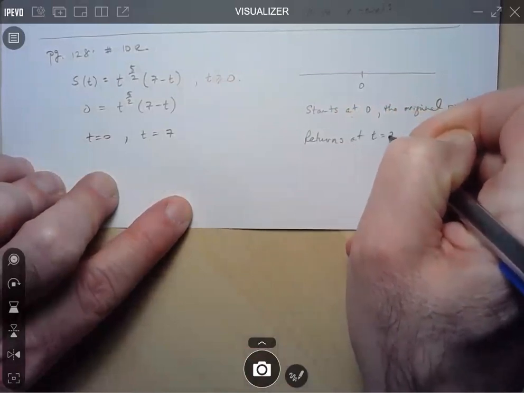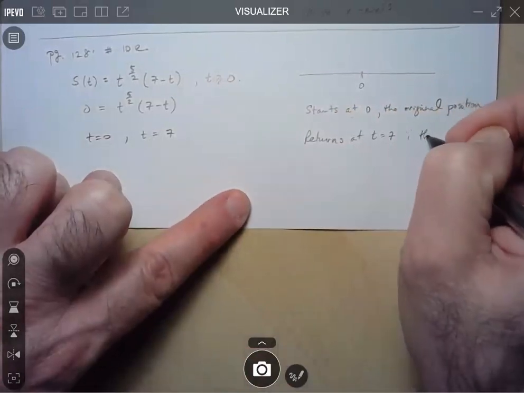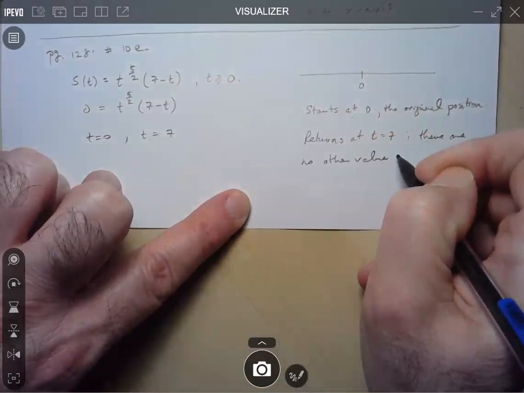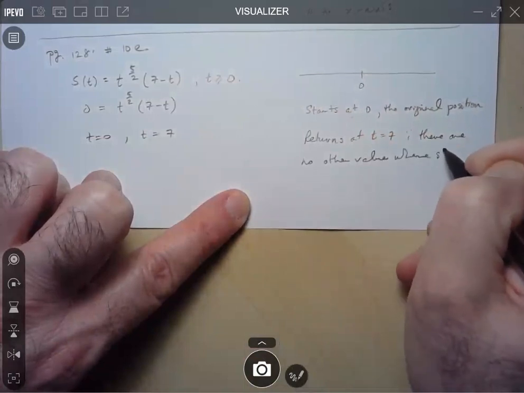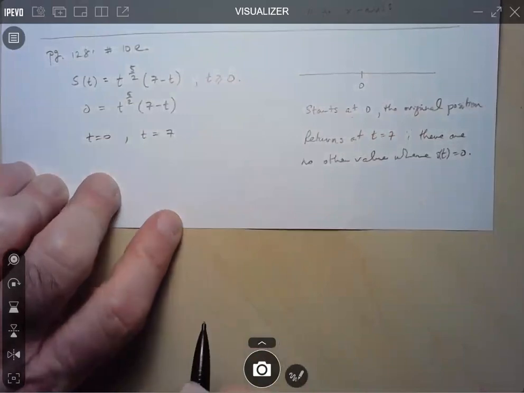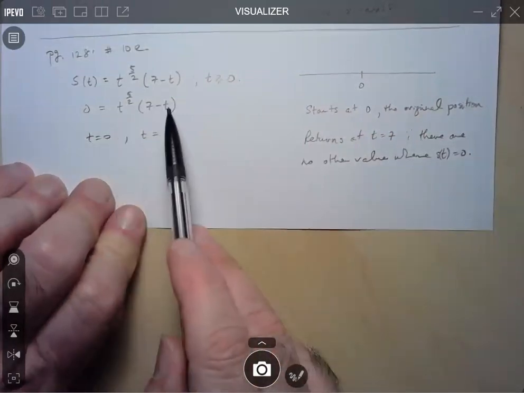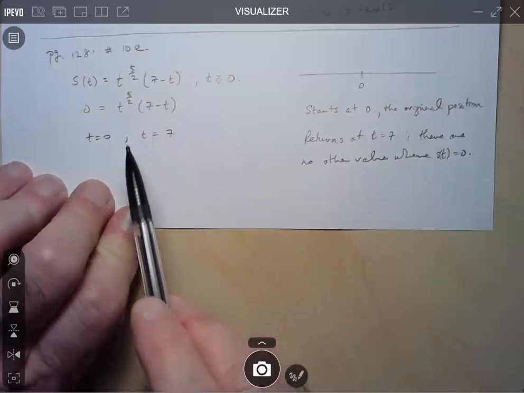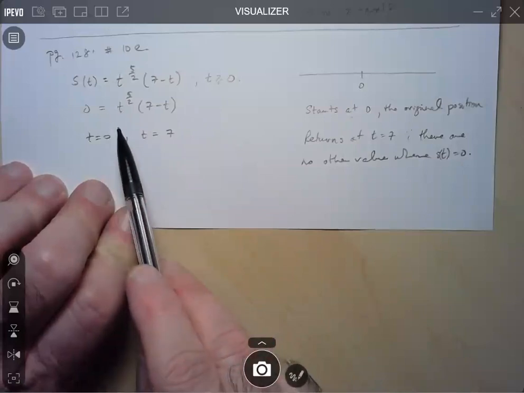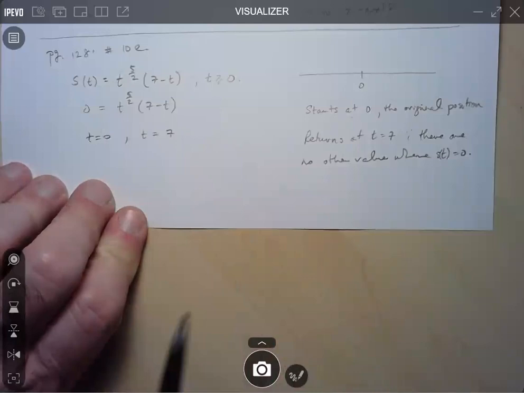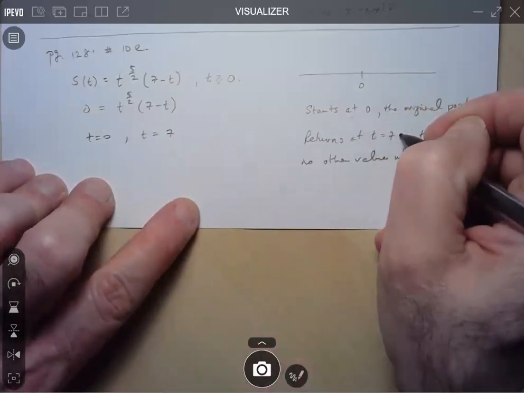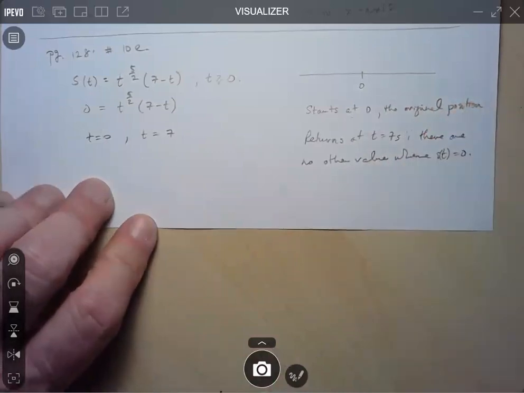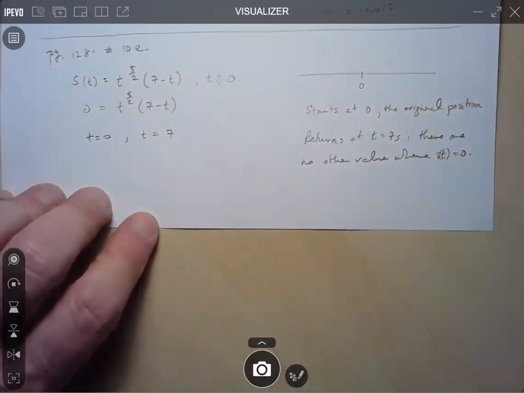at t equals 7, since there are no other values where s of t is equal to 0. And we know that because it happens to already be in factored form. We see that these are the only two times that the object is at the origin, right at the beginning, and then the next available time would be at 7. And of course, here I should probably put, I'm assuming this is in seconds. Yeah, that's 7 seconds. Does that answer the question? Yeah, thank you. Perfect.